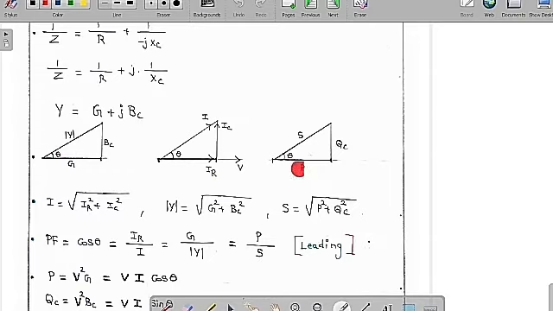So now I am going to multiply the voltage V for each and every side of this triangle. Therefore, V into IR is called P, whereas V into IC is called QC, and V into I is called S. By using the Pythagoras theorem, we can say I is equal to under root of IR square plus IC square, mod Y is equal to under root of G square plus BC square, and S is equal to under root of P square plus QC square.